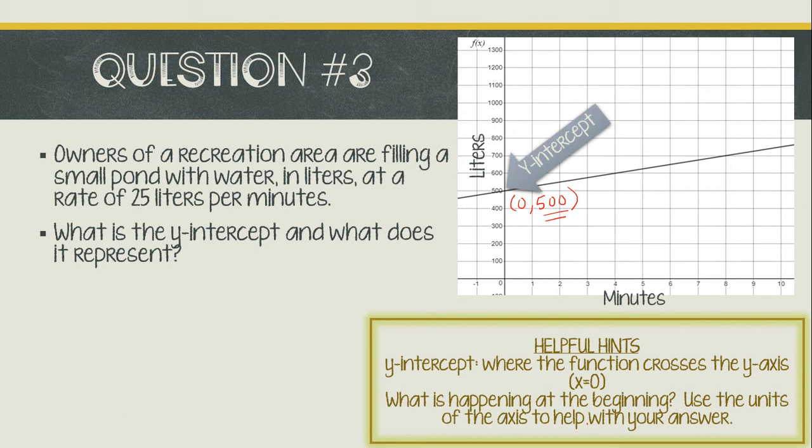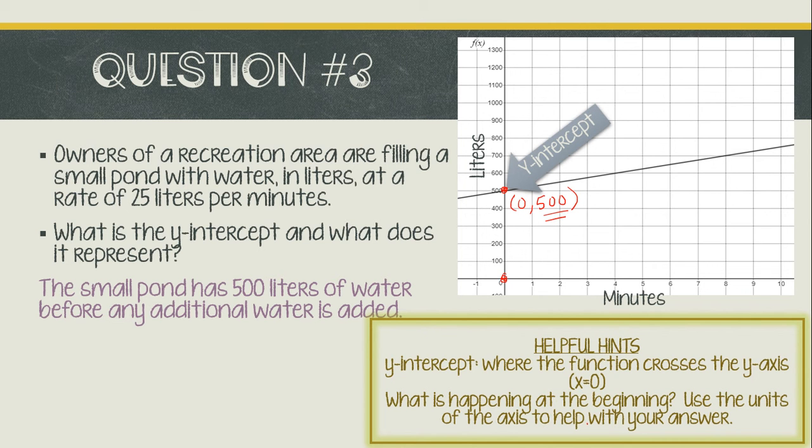Well, we're filling up a small pond with water. So at 0 minutes, when we start, we already have 500 liters to begin with in our pond. So this small pond has 500 liters of water before any additional water is added.